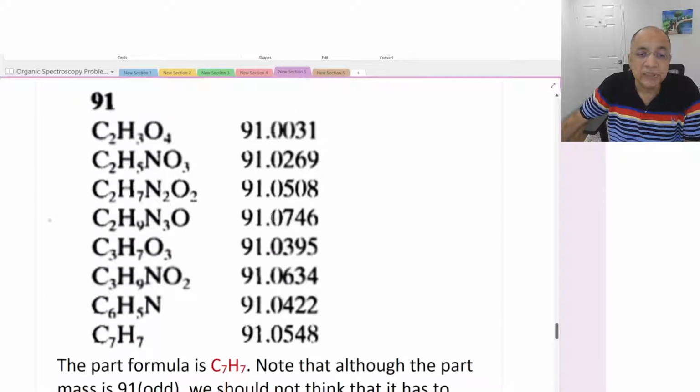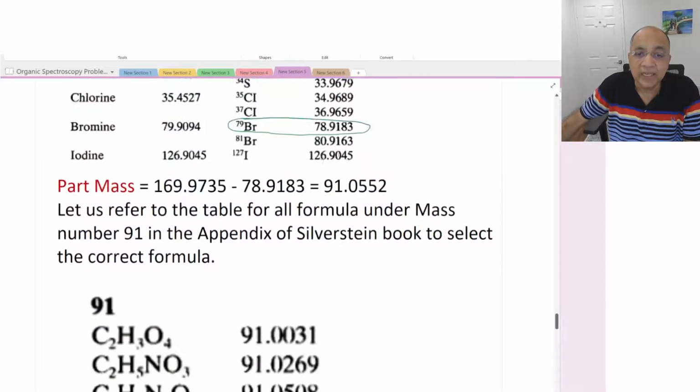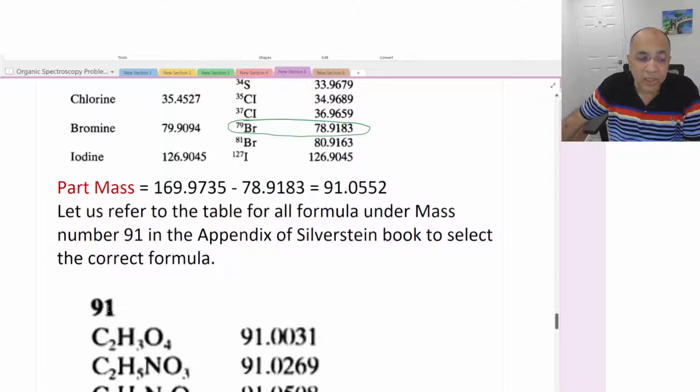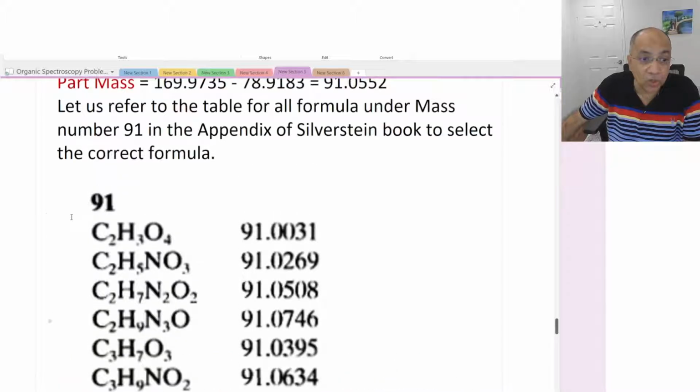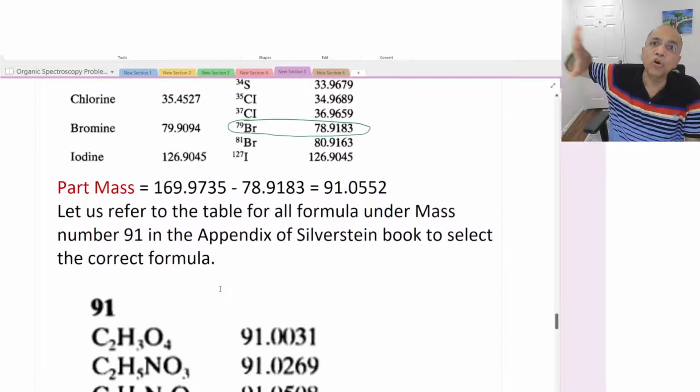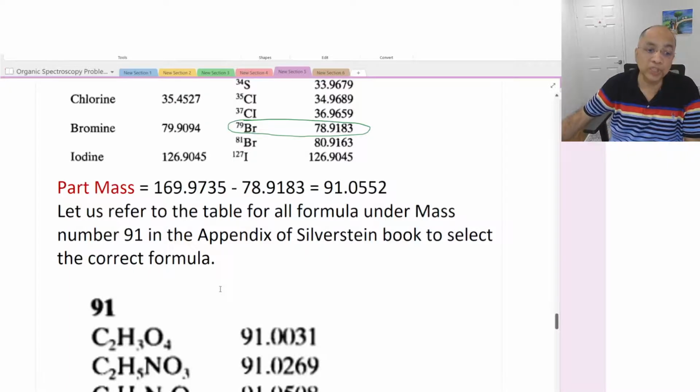Now I took up the appendix data. I find in mass number 91 these are the only possibilities. And don't be surprised that 91 is odd, that it must contain a nitrogen. No, it may not, because we have removed a monovalent bromine atom. So this 91 is not a neutral molecule.